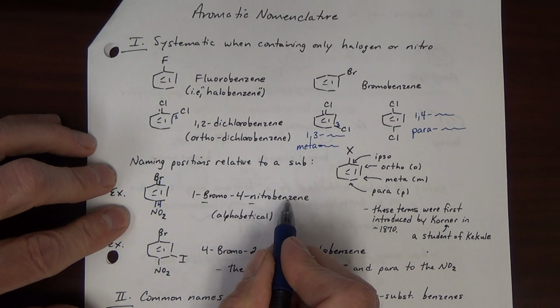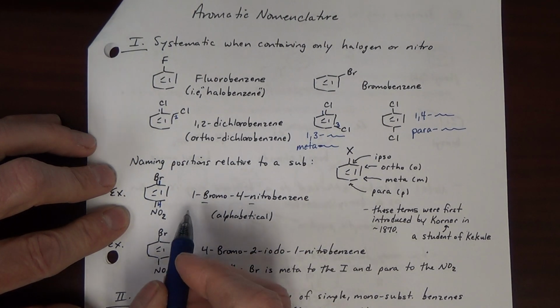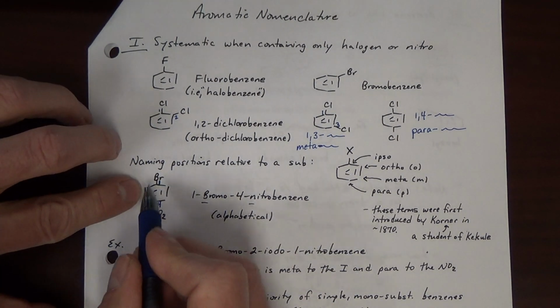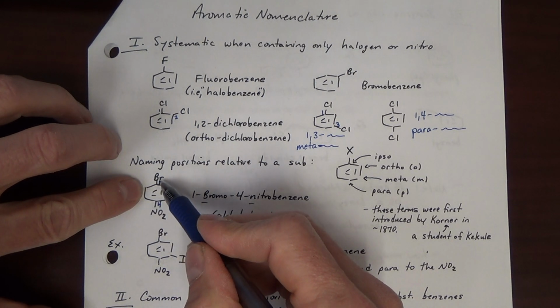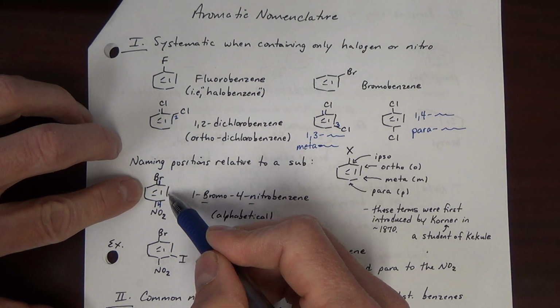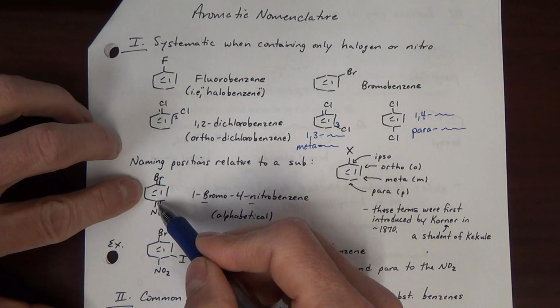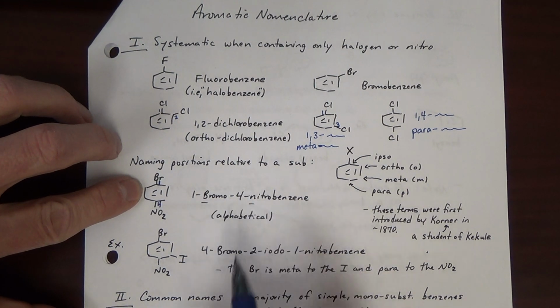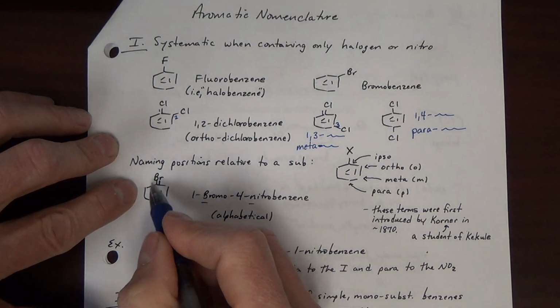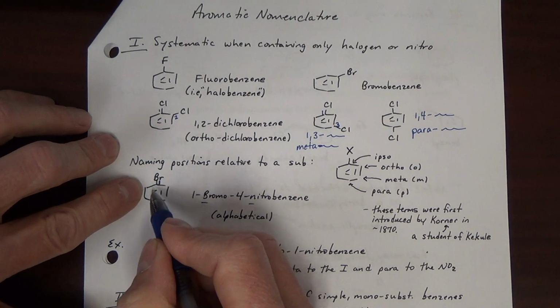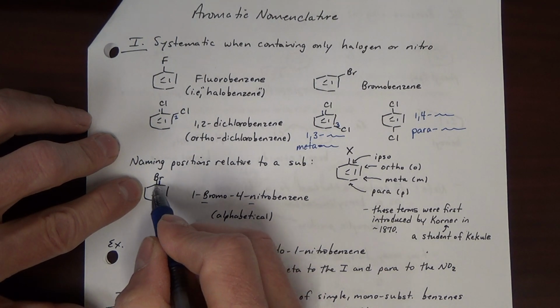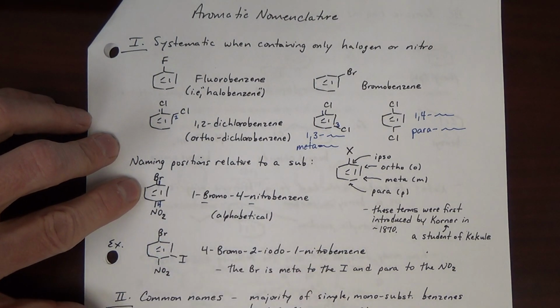We list these in alphabetical order: 1-bromo-4-nitrobenzene. Of course, substituents are getting the lowest numbers here. You would never start here and call that 1. If you did, the bromine would be 2 and the nitro would be 5. 2, 5 is not as good as 1, 4. Thus, the 1 position will always be where a substituent is located.